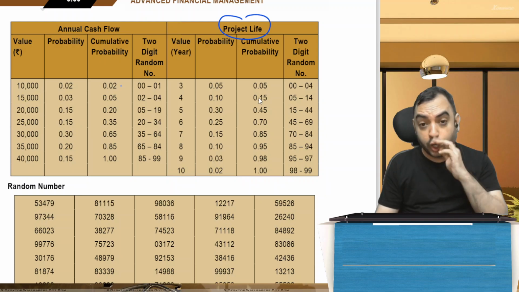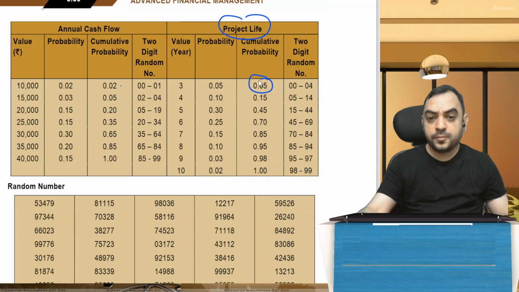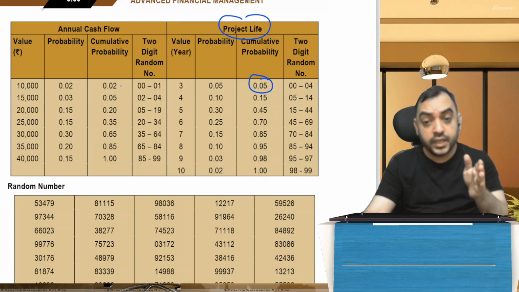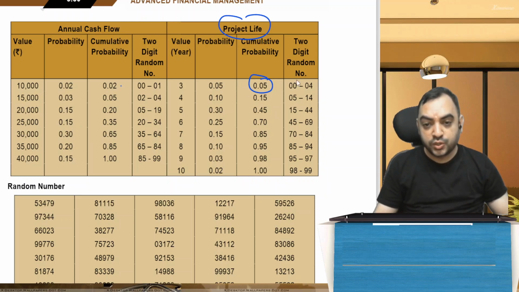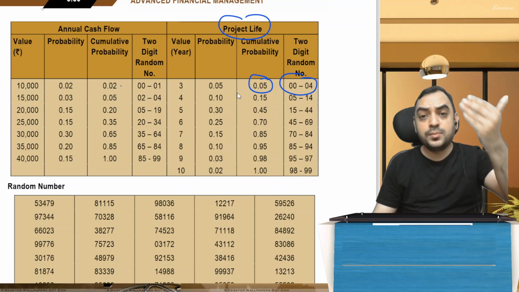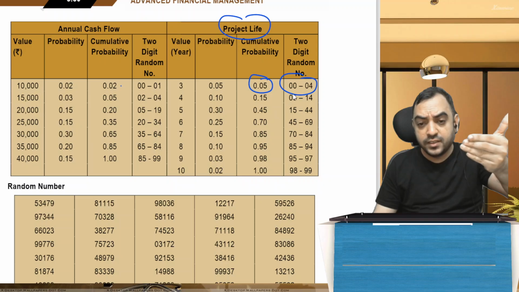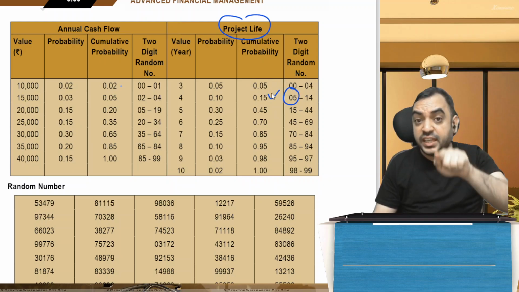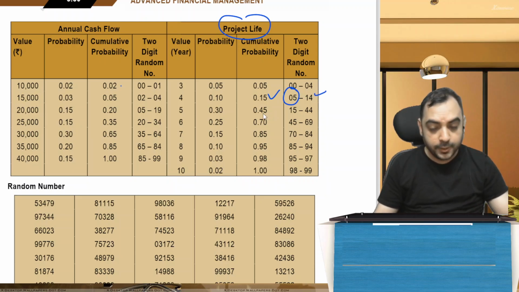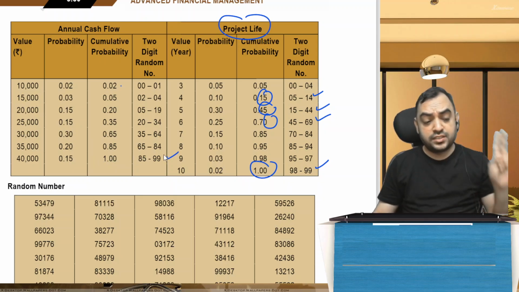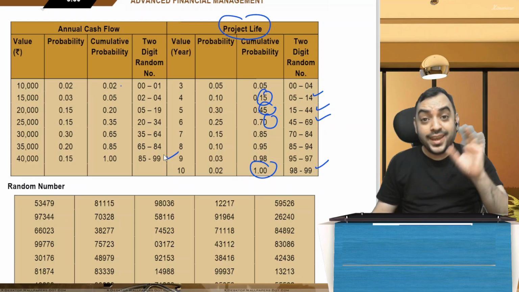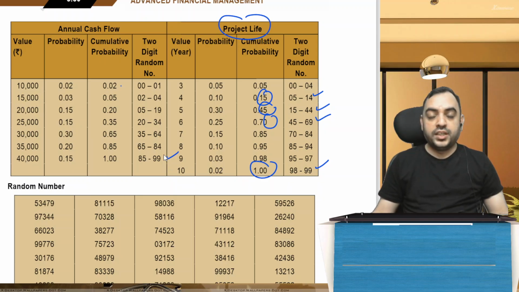See, in the probability and cumulative probability column, you take a look at 0.05. So it will start from 0 and go till 4. 0.05, take the previous number. Previous number is 4. So 00 to 04. Then you take the next number, 05. The next cumulative number is 15, take the previous number, that is 14. You got it, right? So here we got 15, so it is 14, 45, 44, 70, 69. The last one therefore must be 99. This is the two-digit random number interval obtained by using cumulative probability.